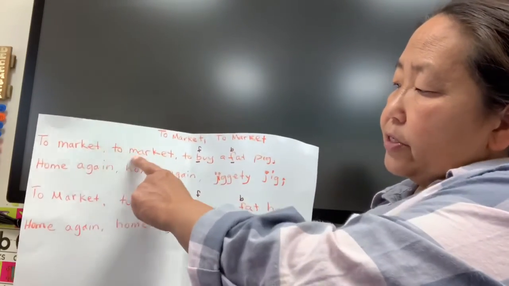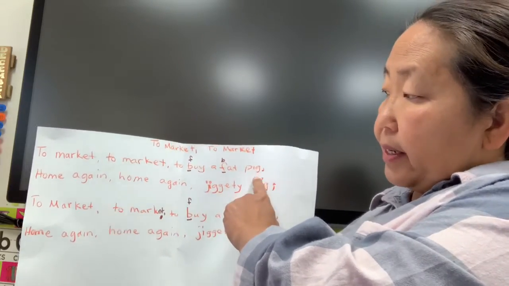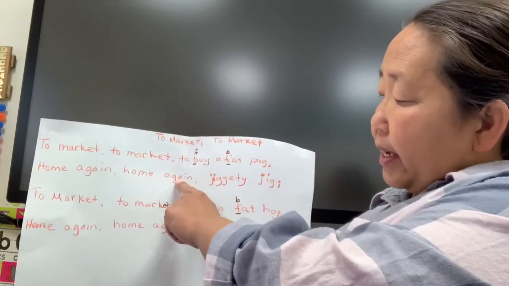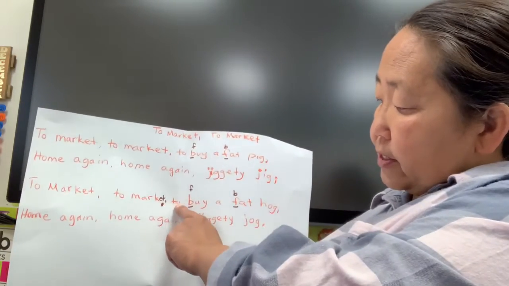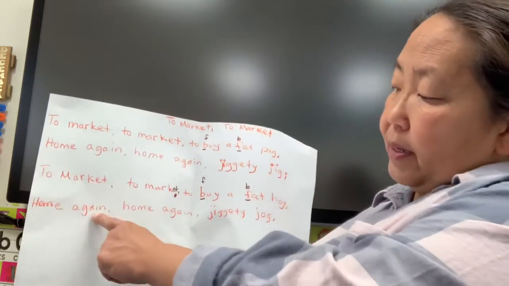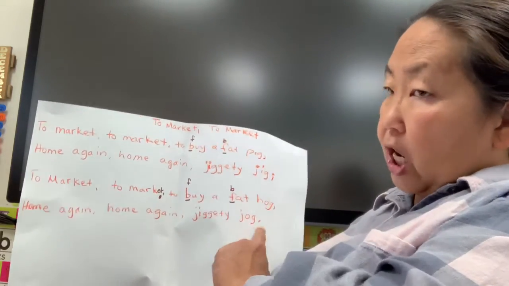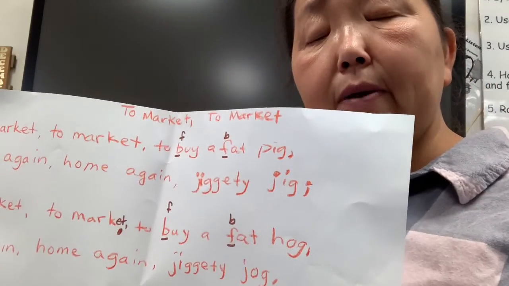To market, to foy a bat pig. Home again, jiggity jig. To market, to foy a bat hog. Home again, jiggity jog. Did that rhyme make sense?